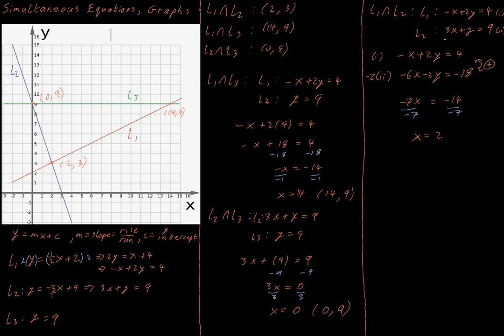So I go back to either of my equations, and I think I'll take equation 2. So I have 3x plus y is equal to 9, and I now know that x is equal to 2. So 3 times 2 plus y is equal to 9. So 6 plus y is equal to 9. Get y by itself, and y is equal to 3. So the intersection of L1 and L2 should happen at x is 2, y is 3, which is exactly what we found using our visual method, where our two lines crossed over each other.